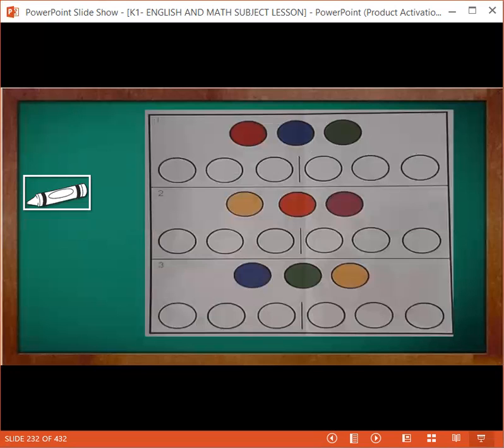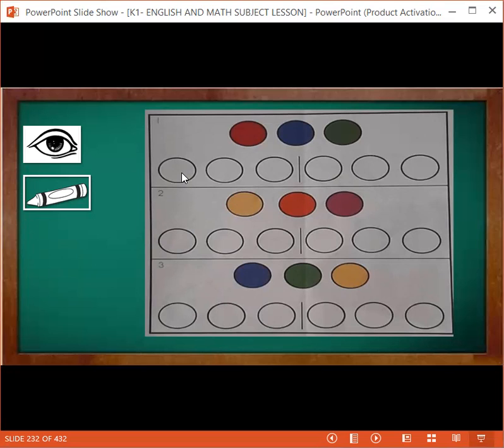Okay, next one. In your page 6, this is a color pattern. Again, a color pattern. So what shape did you see here on my screen? So in your page 6, a circle shape. Now, in your circle shapes, I want you to color the first circle red. On the first row, you will see the first circle here red, second blue, third green. Red, blue, green.